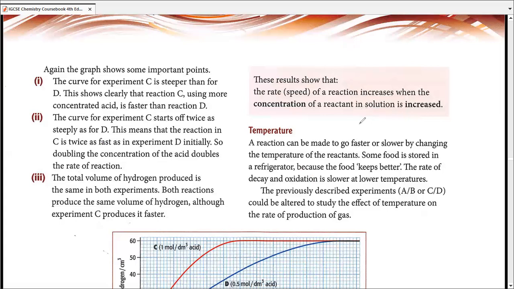concentration of reactants. And I hope you're clear with both. Any questions?